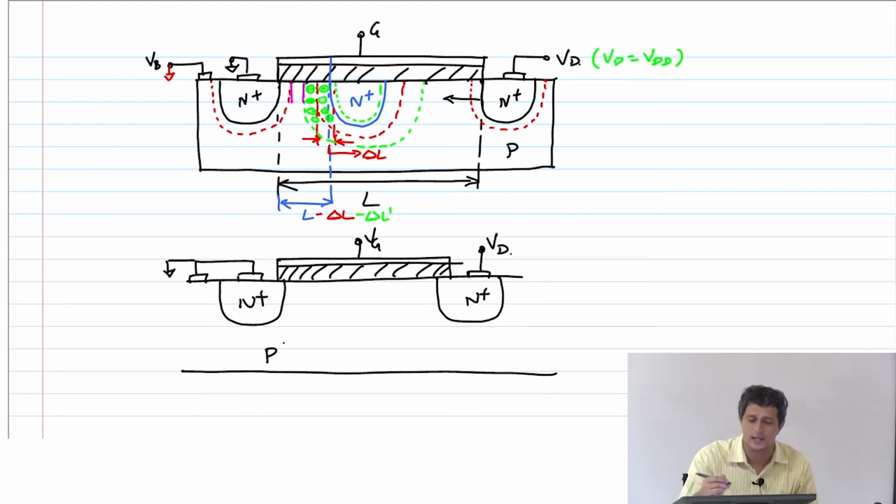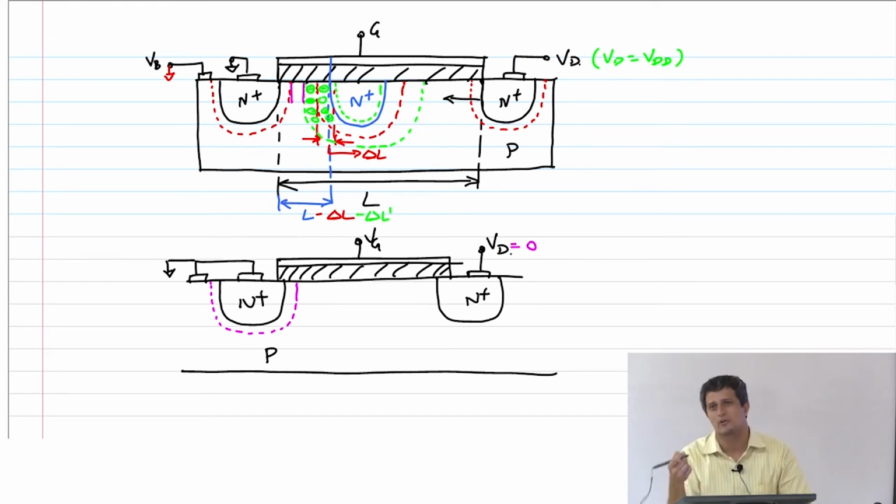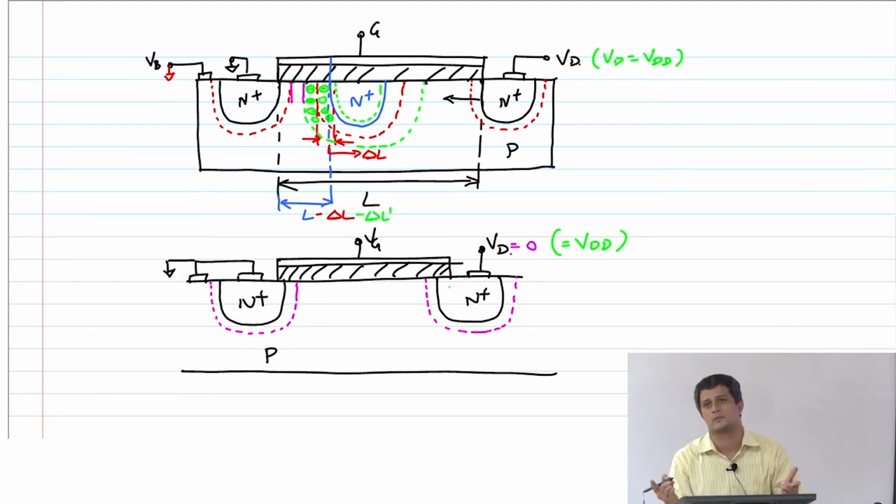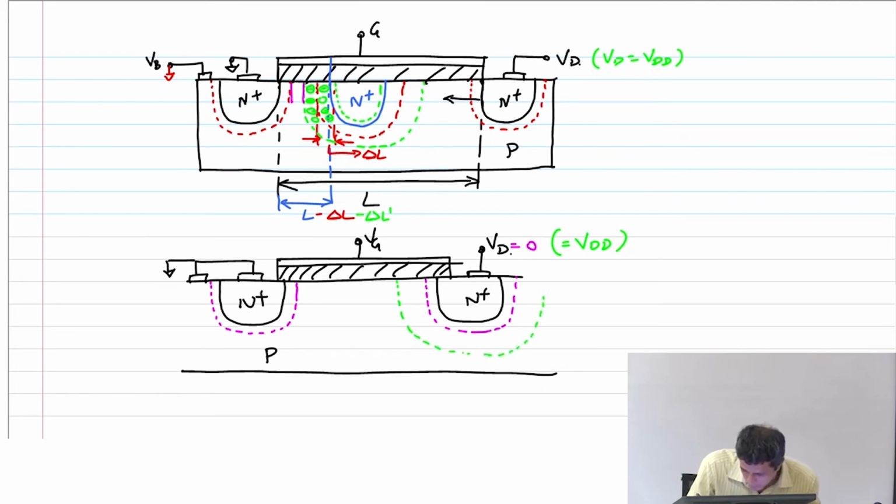So if I increase VD, then first of all at VD equal to 0, you will have a depletion region here around this N plus, okay. Forget about the depletion region in the N plus region, that's not our concern. We are worried about what happens in the channel. So you will have the same distance here also. Now I am going to increase it and make VD equal to VDD. So this depletion region will now go up because it's a higher reverse bias, and therefore you will have this region going all the way here.